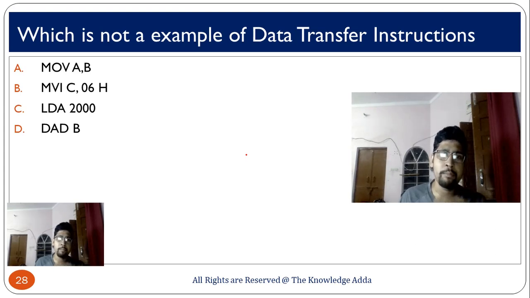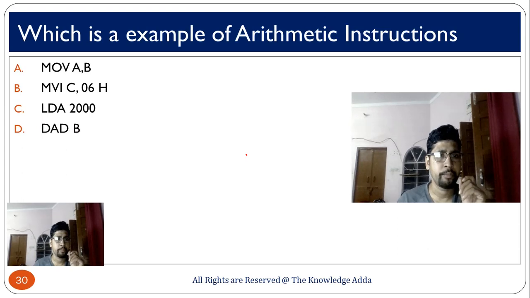DAD B means BC plus HL, we are adding here. So this is not an example of data transfer instruction. Which is an example of arithmetic? So we have already discussed MOV, MVI, LDA. So here DAD B is an example of arithmetic instruction.